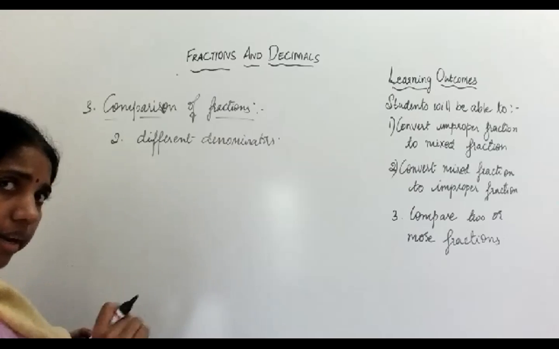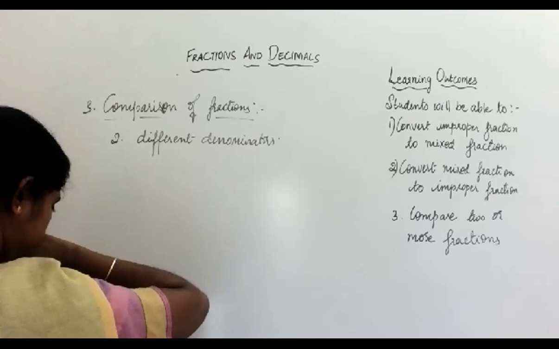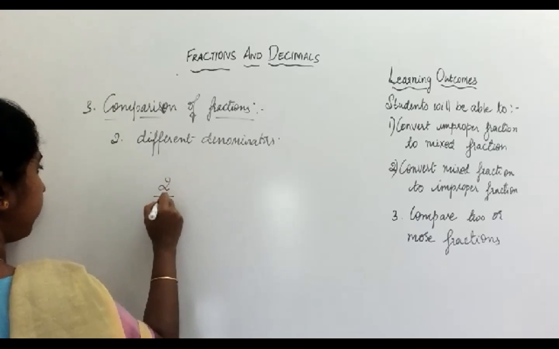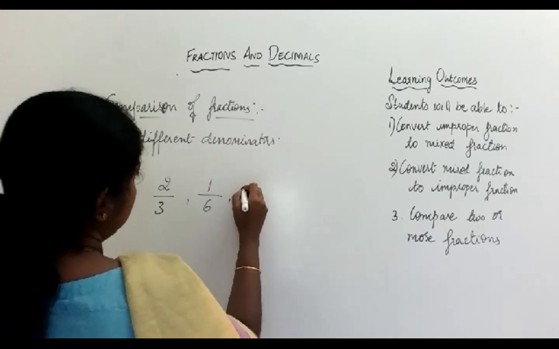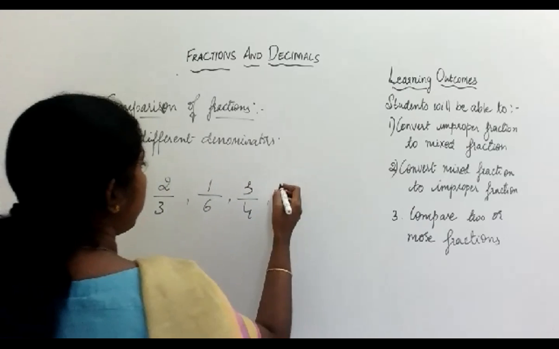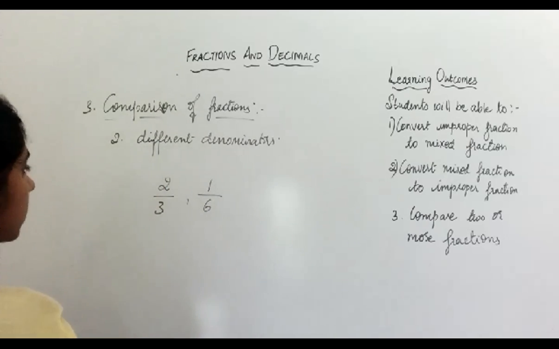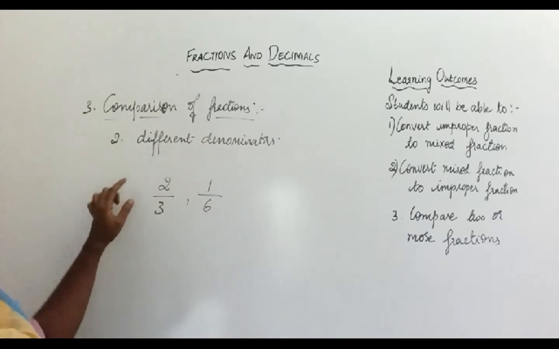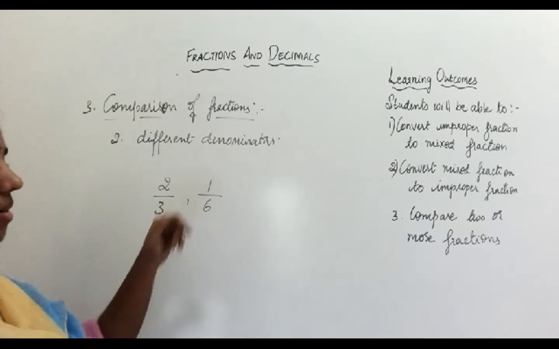I'll write a few fractions randomly: 2 by 3, 1 by 6, 3 by 4. I will do it with 2 numbers right now, so that will be easy. That is 2 by 3 and 1 by 6.